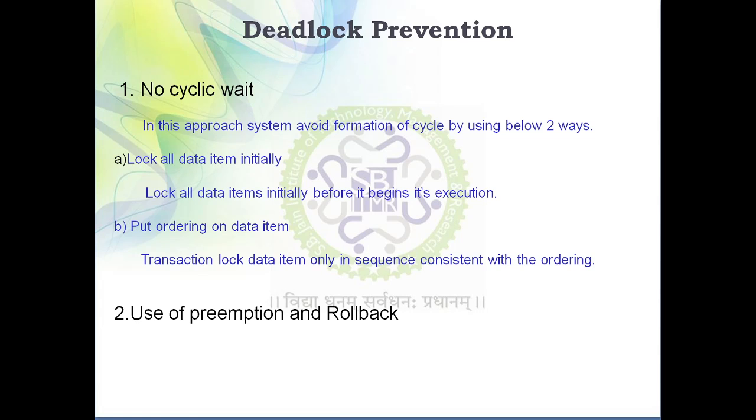Suppose 5 subjects are there, then you decide that this subject is scheduled at this time, and that subject is scheduled at that time. That means you put an order. By using this also you can prevent the deadlock. So this is part of no cyclic wait: lock all data items initially, and the second way is to put an ordering on data items.